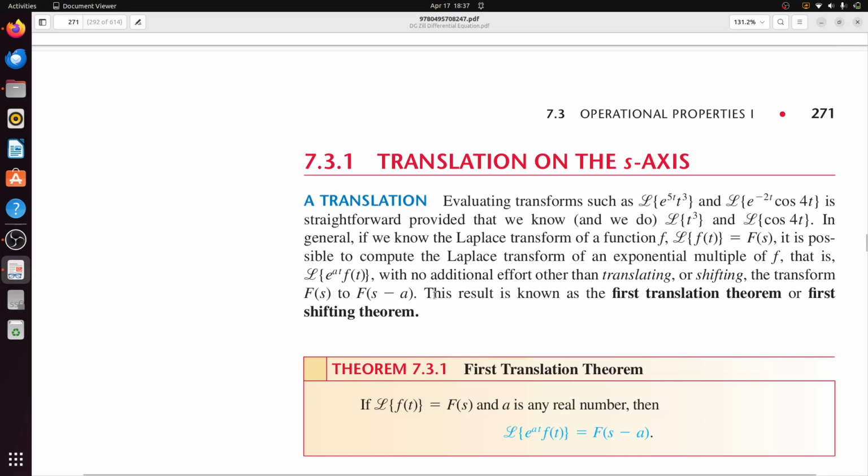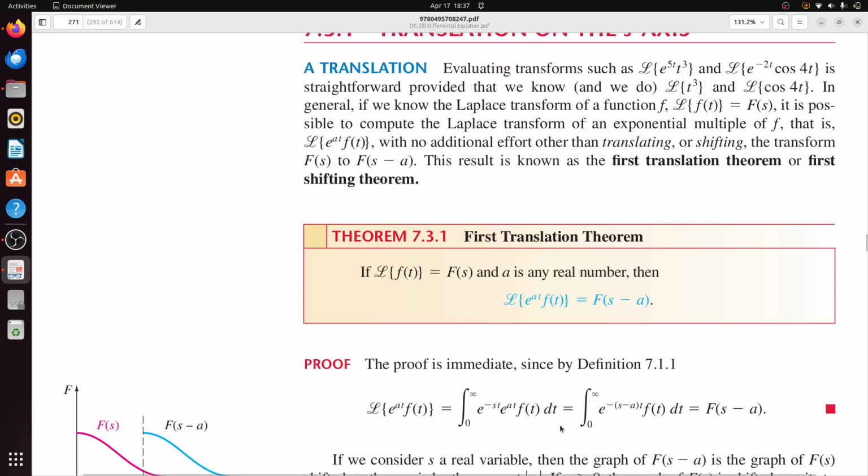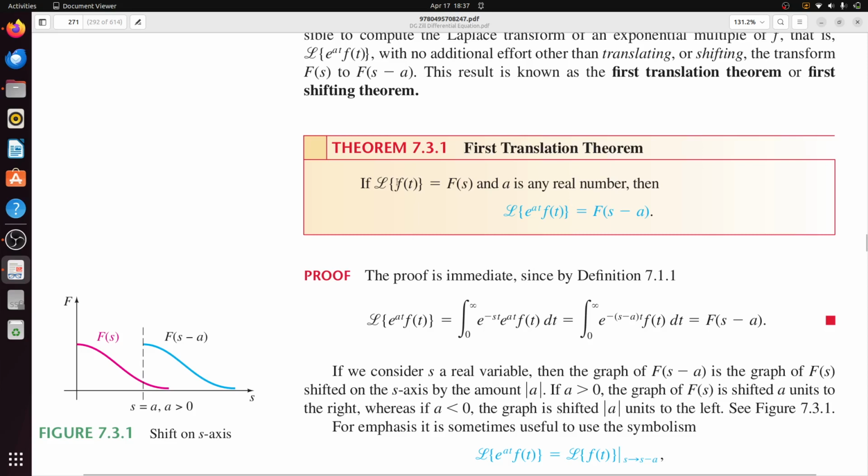So this result is known as the first translation theorem. What does the first translation theorem tell? That if the Laplace transformation of f(t) is known to you as F(s) and a is any real number, then the Laplace transformation of e to the power at into f(t) is F of s minus a. Just put s minus a instead of s, and you will get the desired result. So just read with me the first translation theorem.